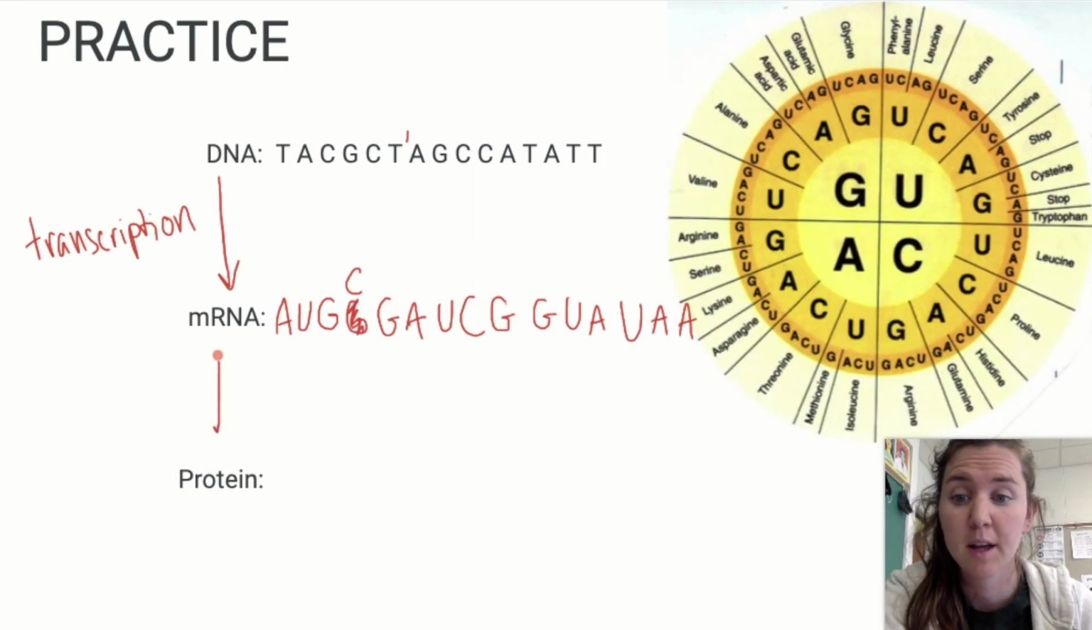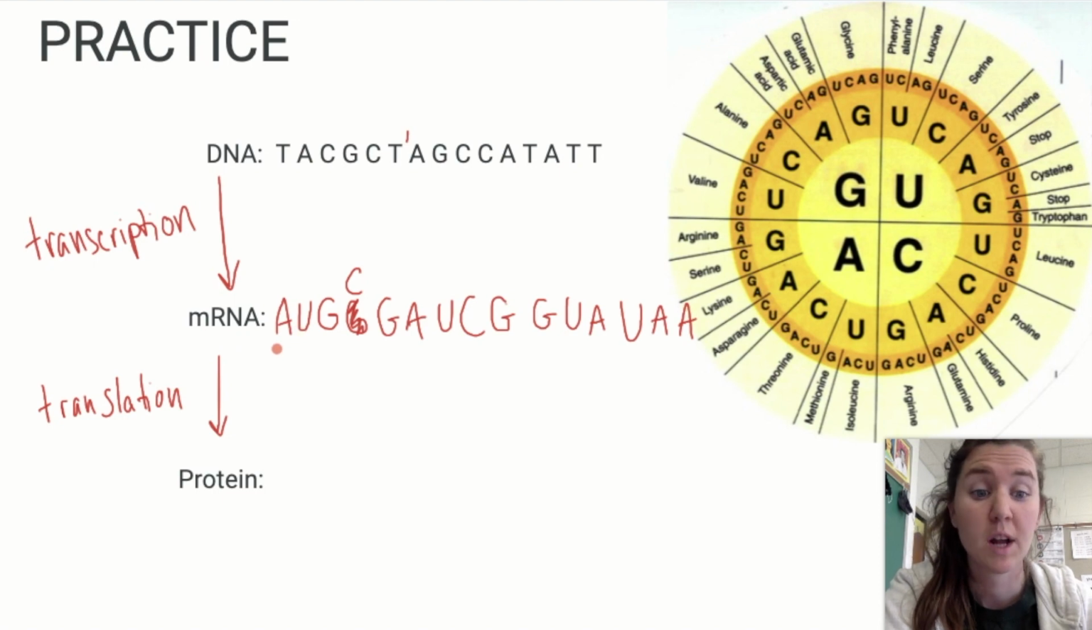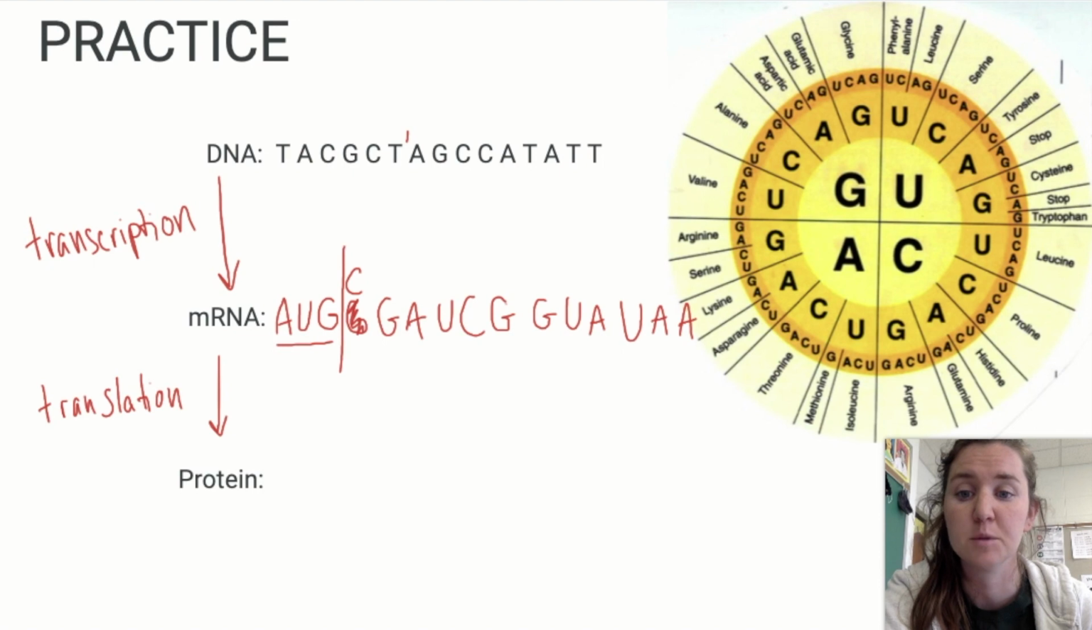Then going from mRNA to protein, remember, is translation. Now, to figure out what amino acid each codon codes for, we use what's called a codon chart, which I have up here to the right. So let me show you how to do this. Remember, each codon is every 3 bases. So I'm actually just going to draw a line in here because that helps me.